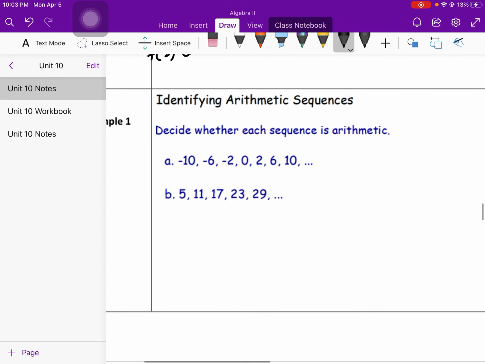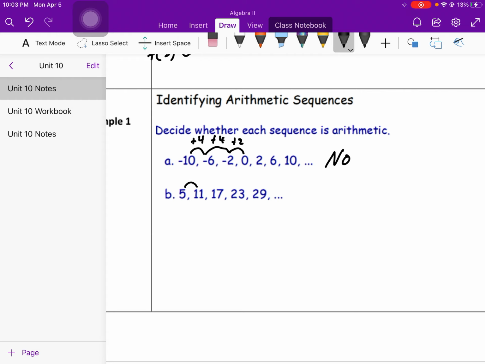Now, just like with geometric, it has to be consistent through all of your terms. So this wants us to decide whether each sequence is arithmetic. This first one, we're going from negative 10 to negative 6. So that would be adding 4. And then negative 6 to negative 2, that would still be plus 4. But once we go from negative 2 to 0, that's only plus 2. Since we don't have a consistent term that we're adding, this is going to be a no.